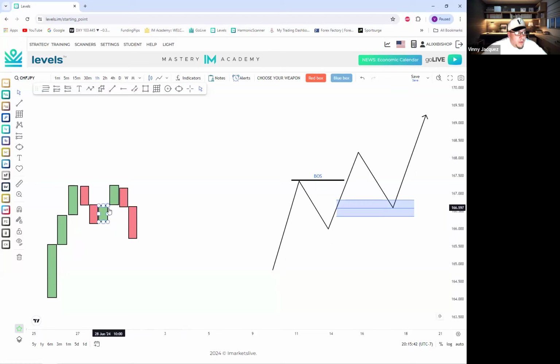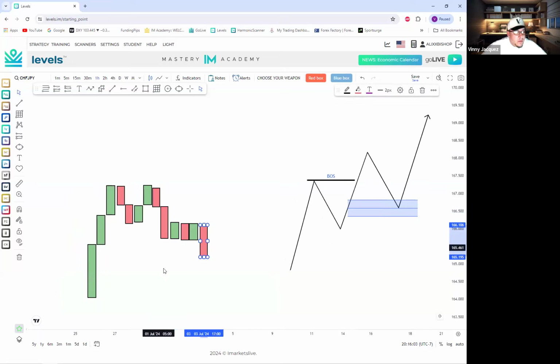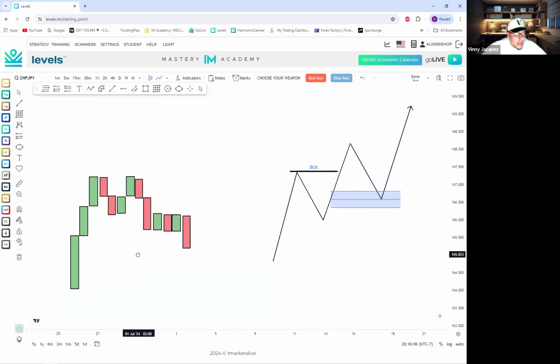So we get a slight pullback in the structure. Come on, my boy, keep up with me. Slight pullback in the structure. Market pulls back one more time. Awesome. Let's get a little bit of consolidation in one more time. Now the market drops. Cool. So now we've seen that we're really seeing structure now, right?